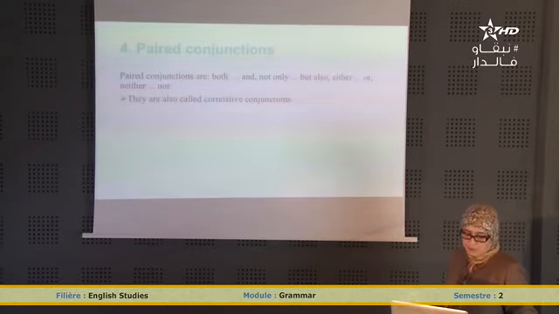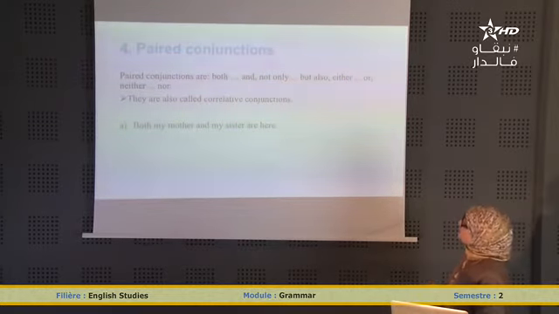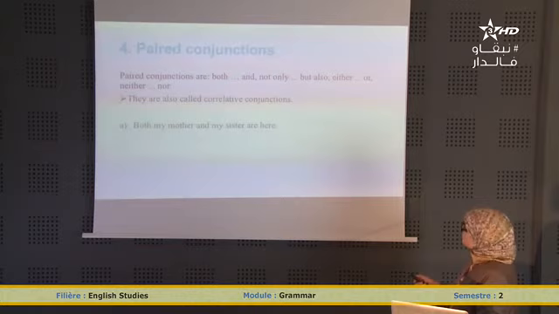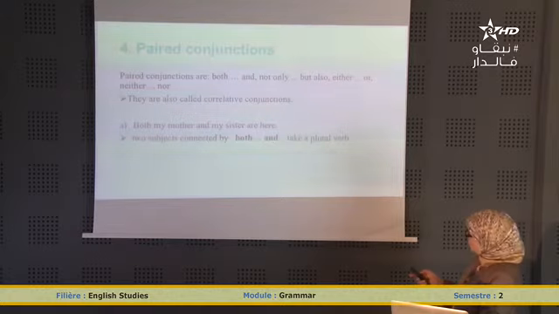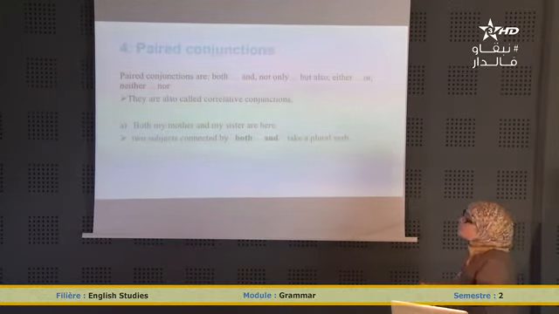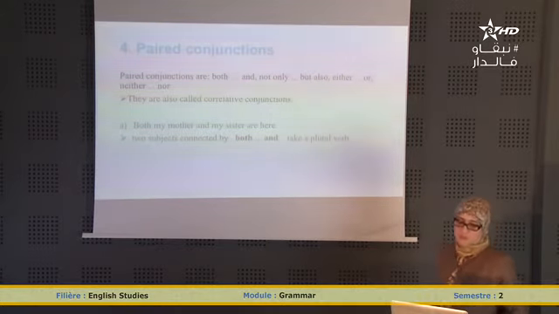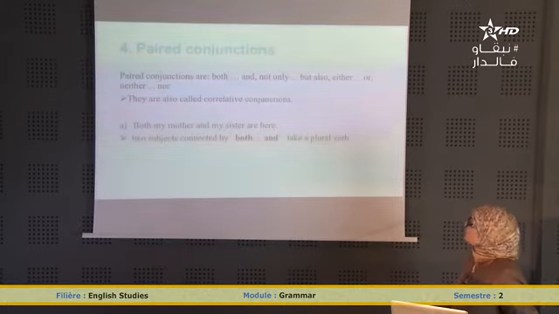Now, let's see what we have about this. Look at the first example: Both my mother and my sister are here. Notice what we have here. We have two subjects connected by both... and. Look at the verb. The verb is in the plural. Two subjects that are connected by both... and take a plural verb. This is the first rule that we need to keep in mind concerning paired conjunctions. So when we have two subjects connected with both... and, the verb should be in the plural.